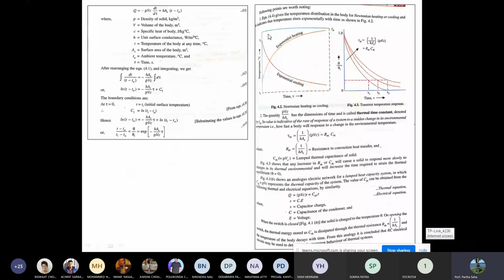Now what you can see is that Newtonian heating and cooling is actually an exponential process, because the formula, as you can see, has an exponential term. So it happens very quickly, right? Cooling and heating happens very quickly, as you can see, it's exponential in time.